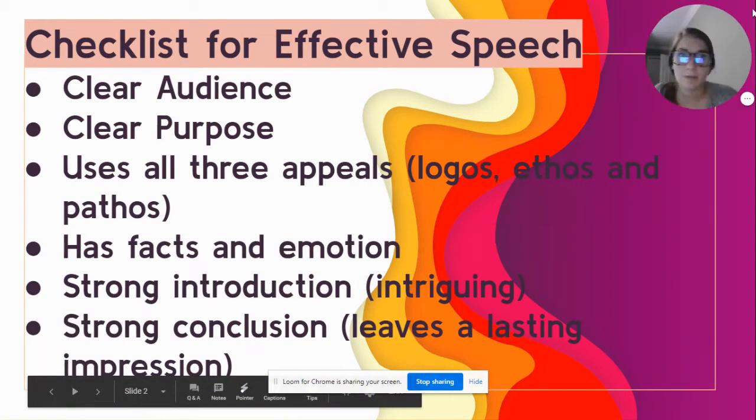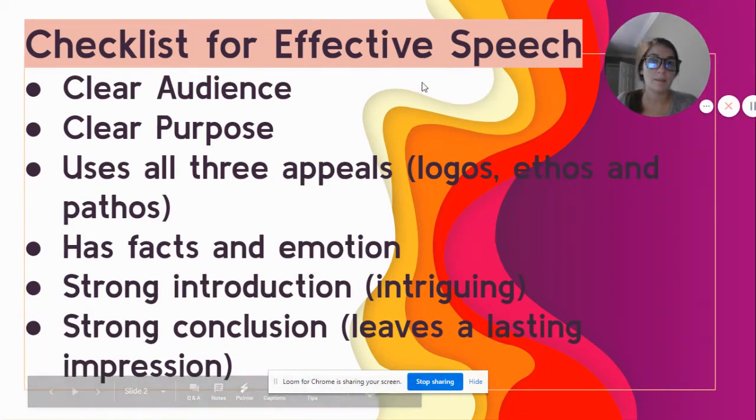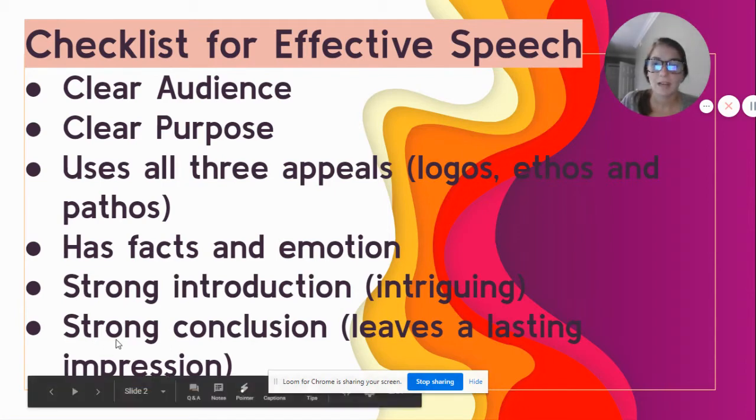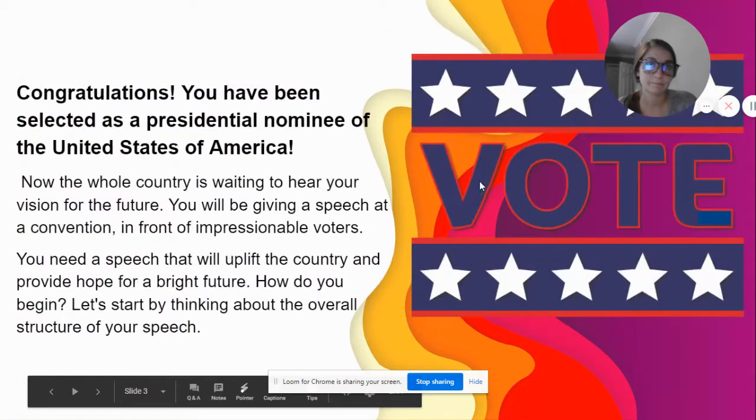Okay. So last week we did a checklist of what makes an effective speech. So we've got clear audience, clear purpose, the use of all three appeals, logos, ethos, and pathos, so a mixture of emotion, confidence, and facts, and then a strong introduction that intrigues the reader or the audience, and then a strong conclusion that leaves a lasting impression.